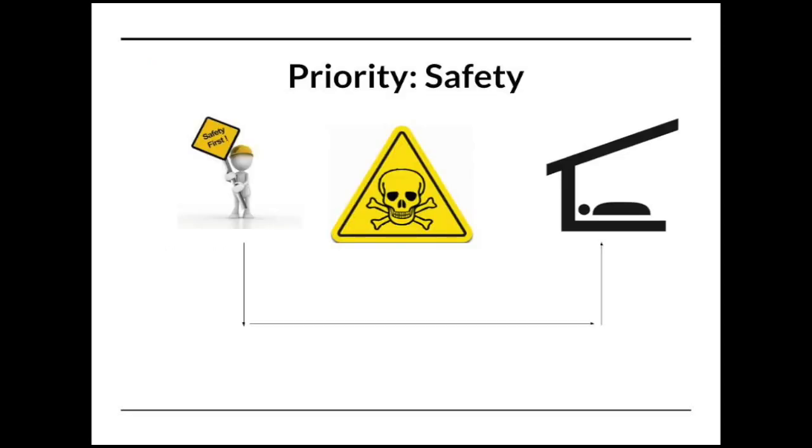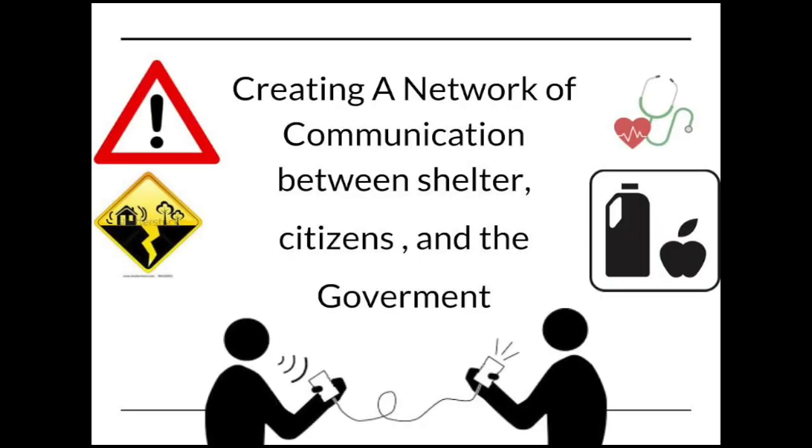Of course, the overall priority of this application is the safety of all people. The biggest problem during natural disasters is that there is a lack of information, which makes it very, very difficult for people to get through. This application's priority is to safely guide people, avoid hazards, and make them reach their shelter location. All of this contributes to the central theme of the application, which is to create a network of communication between shelter, citizens, and the government.